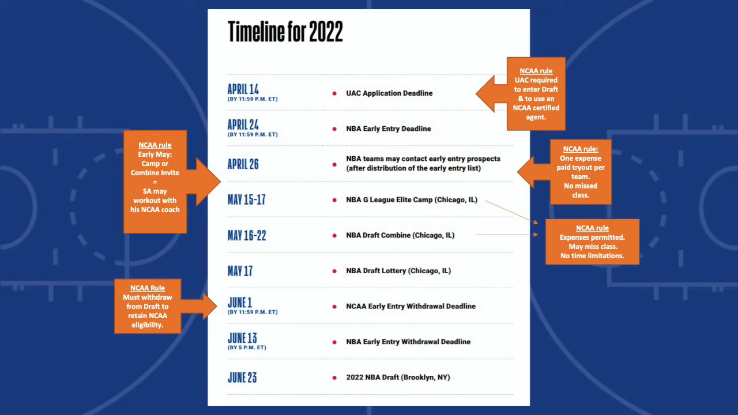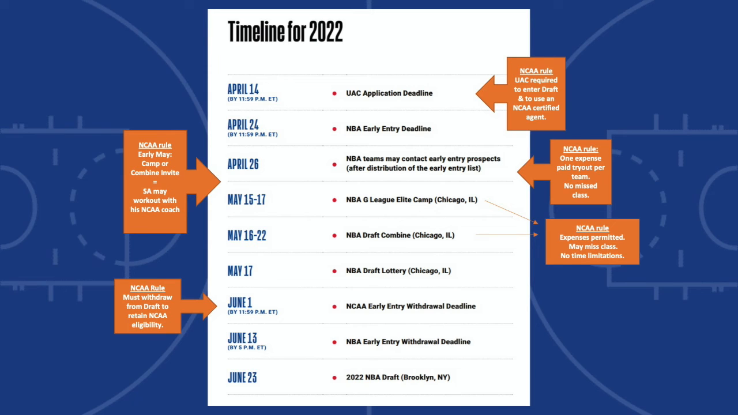If a men's basketball student athlete is invited to the camp or combine, NCAA rules allow expenses to attend the camp or combine to be paid for by the NBA. The student athlete may also miss class to attend, and the student athlete is not subject to the 48-hour time limitation just referenced for team workouts.